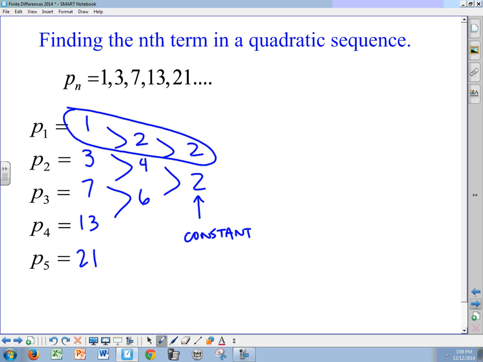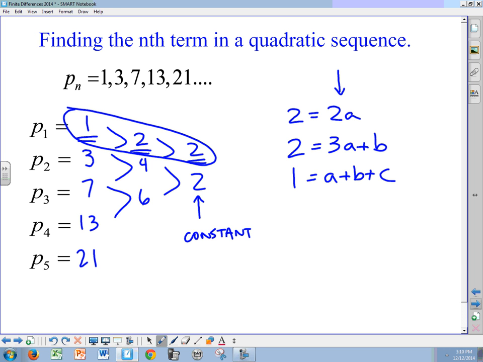So we'll start with the one on the far right. The number 2 is equal to 2a. The second term, that's this guy right here. The second one is also a 2. That 2 is equal to 3a plus b. And this number 1 from right over here is equal to a plus b plus c. Now this side of the equation will always be the same for a quadratic. The first term will be the 2a, then the 3a plus b, and then the a plus b plus c.